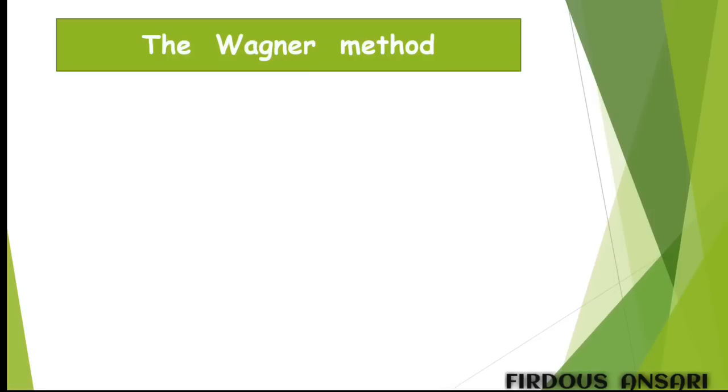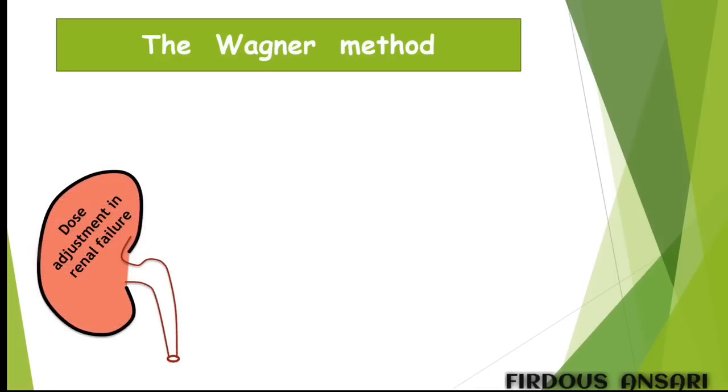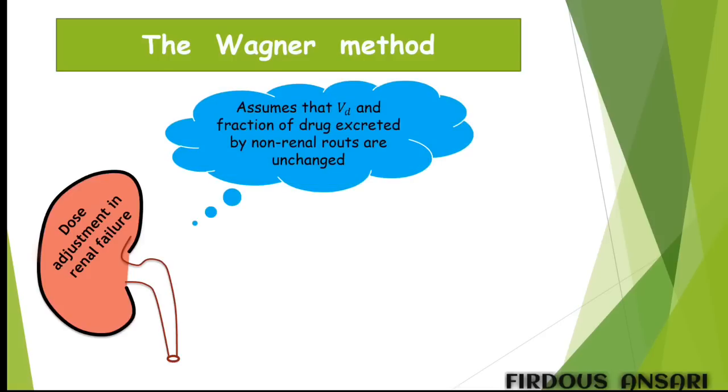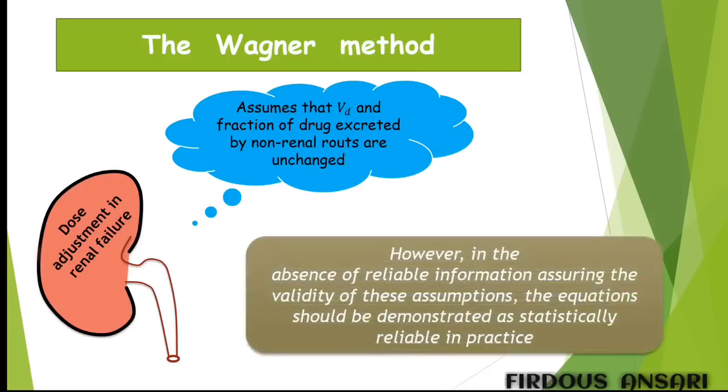Apart from this, our very last topic is the Wagner method for dosage adjustment in uremic patients. The various methods of dose adjustment in renal impairment we have seen so far assume that the volume of distribution and the fraction of drug excreted by non-renal routes are unchanged. These assumptions are convenient and hold true for many drugs. However, in the absence of reliable information assuring the validity of these assumptions, the equation should be demonstrated as statistically reliable in practice.